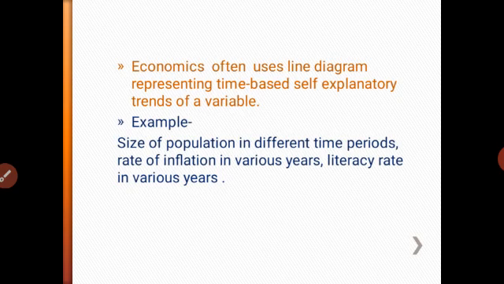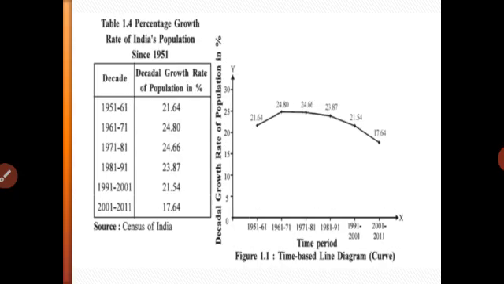Second is the rate of inflation in various years. Different years show different inflation rates. Also the literacy rate in various years. All of these examples show that the base is the years, and the dependent variable is always changing. The independent variable is fixed, which is time. So time is our independent variable and the others are dependent variables which continuously change.